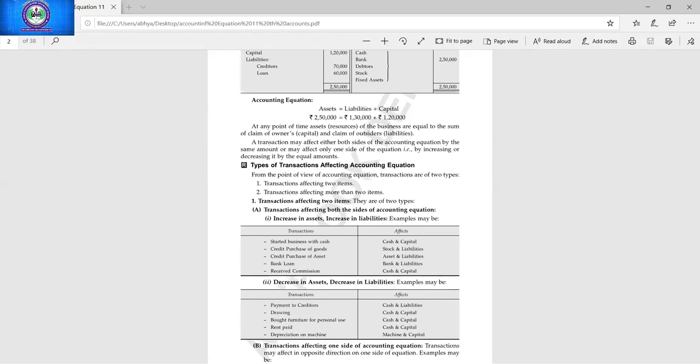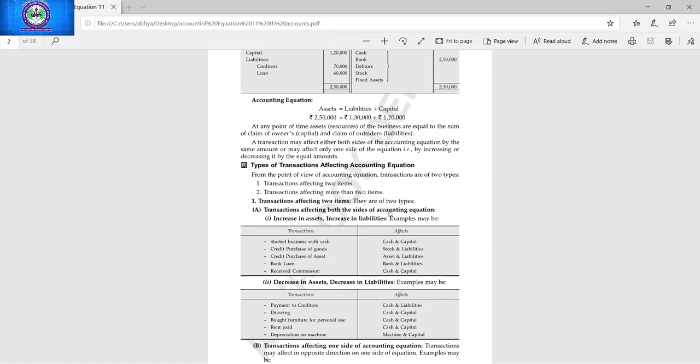Not cash will increase. Pulkit Sharma, you have written that cash increases. Yes, beta, your personal cash will increase, but here we are talking about the business cash. You have taken some cash out from the business, so business cash will decrease, and on the other side your capital will decrease. Whenever you are withdrawing money for personal use, your cash will decrease as well as your capital.